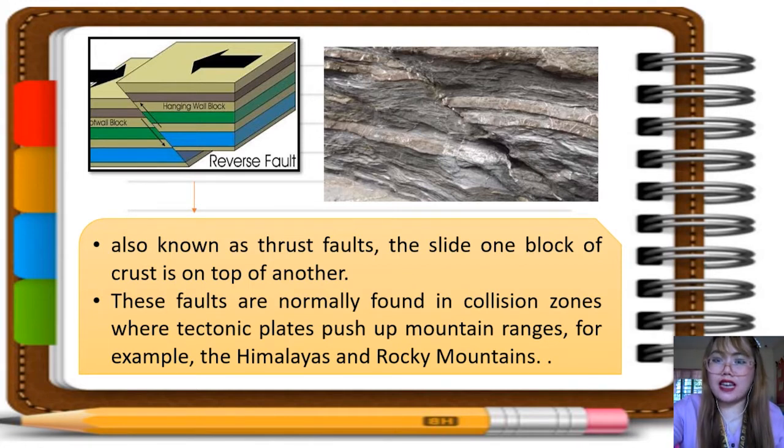In addition, when rocks slip past each other in faulting, the upper or overlying block along the fault plane is known as the hanging wall or the head wall, and the lower block is known as the foot wall.